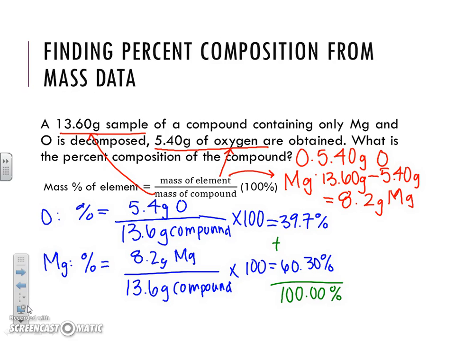So we were able to find the percent composition even though we didn't know the ratio of oxygen to magnesium. But wouldn't it be nifty if we could take data like this and actually figure out what the formula for the compound was? And lucky for us, we can actually do that.